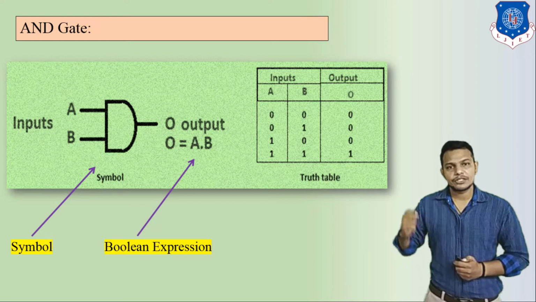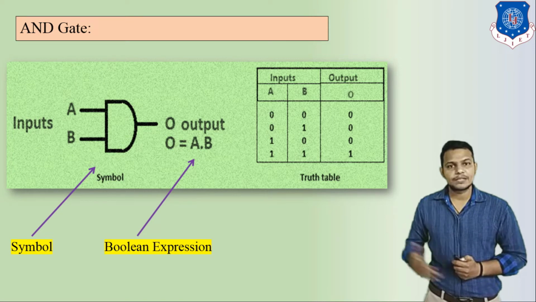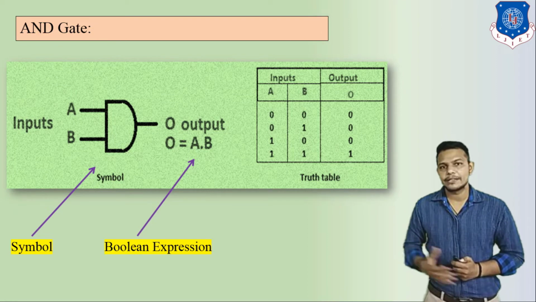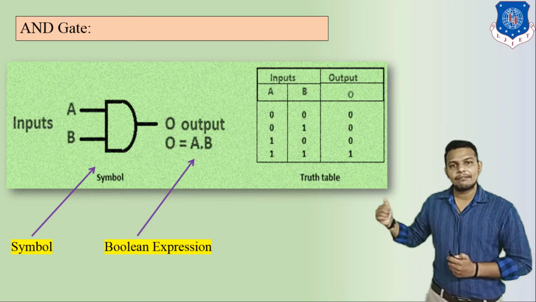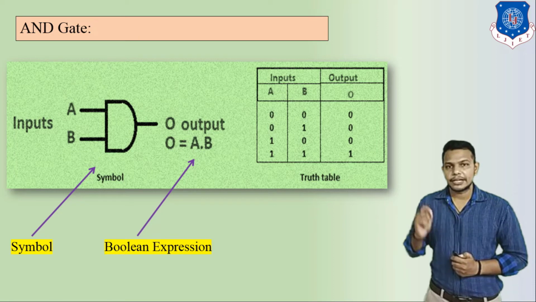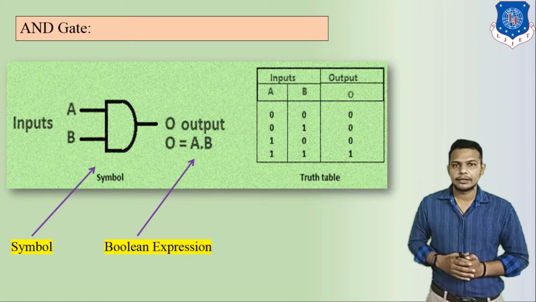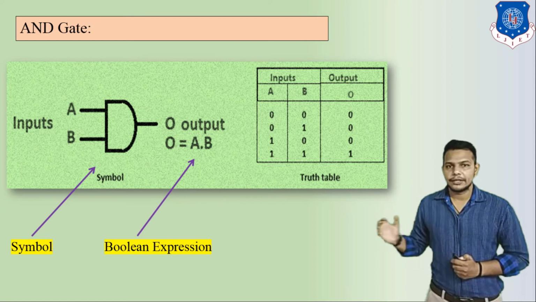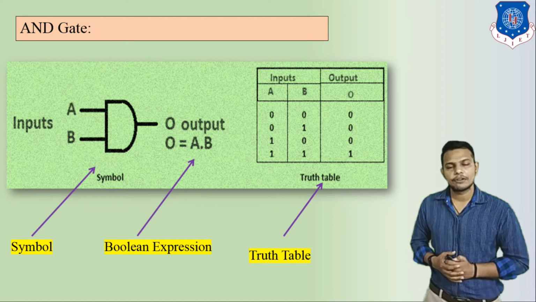If I enter 0, 0, that means A is equal to 0, B is equal to 0 and its multiplication should be 0. So I will get in output side 0. If I enter 0 and 1, 1 and 0, because its multiplication should be 0, then I will get 0. But if A and B is equal to 1, then I will get 1 at the output side. So this is the AND gate truth table. Here we can see this is the truth table of AND gate.